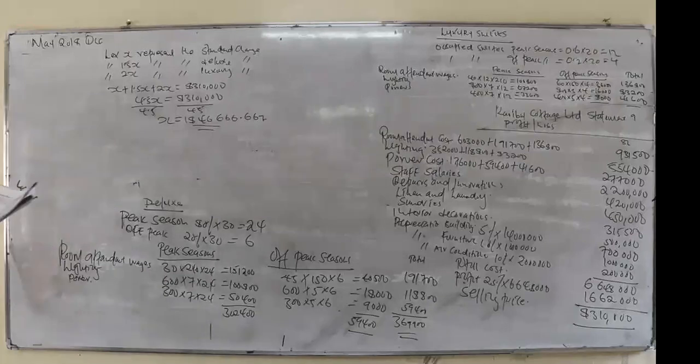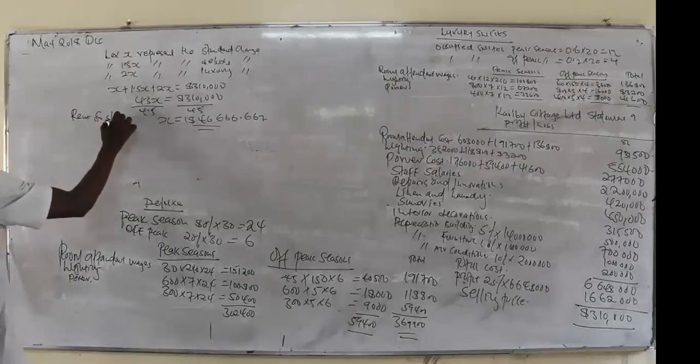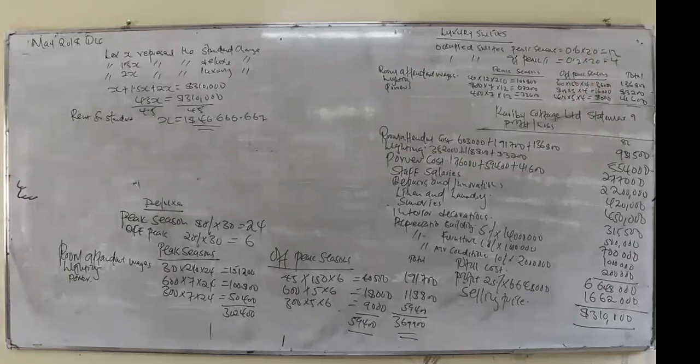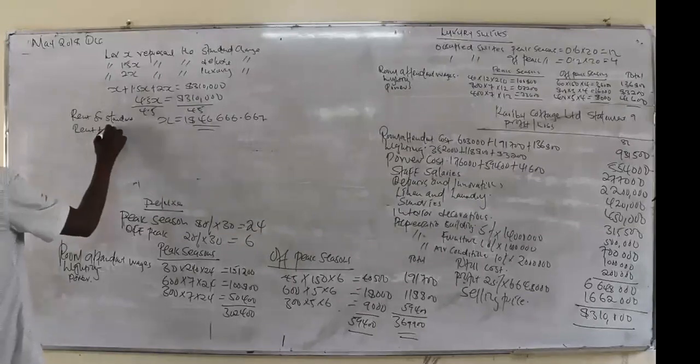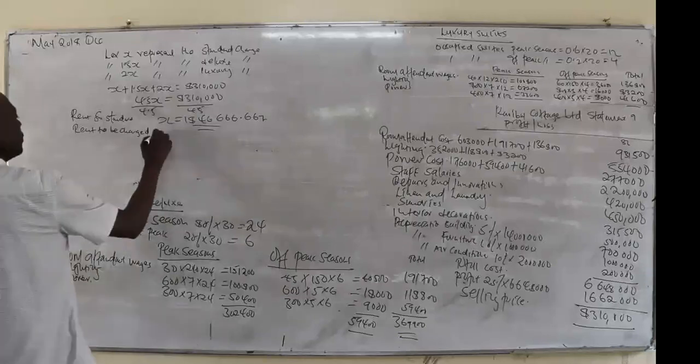So that is the rent for standard, isn't it? So this is the rent for standard. Now the rent to be charged daily.